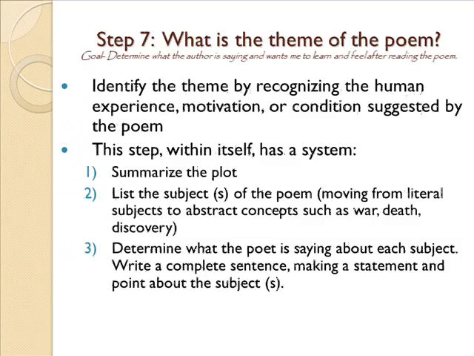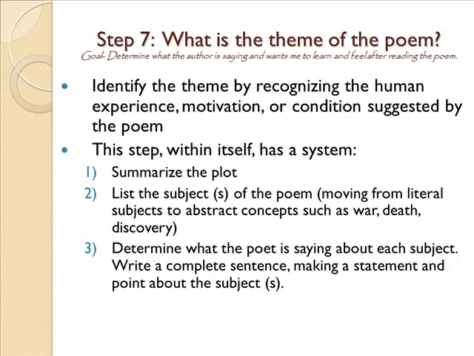Step 7 is to discover the theme of the poem. The goal here is to determine what the author is saying or wants you to learn or feel after you read the poem. You identify the theme by recognizing the human experience, motivation, or condition that is suggested by the poem. This step within itself has its own system.